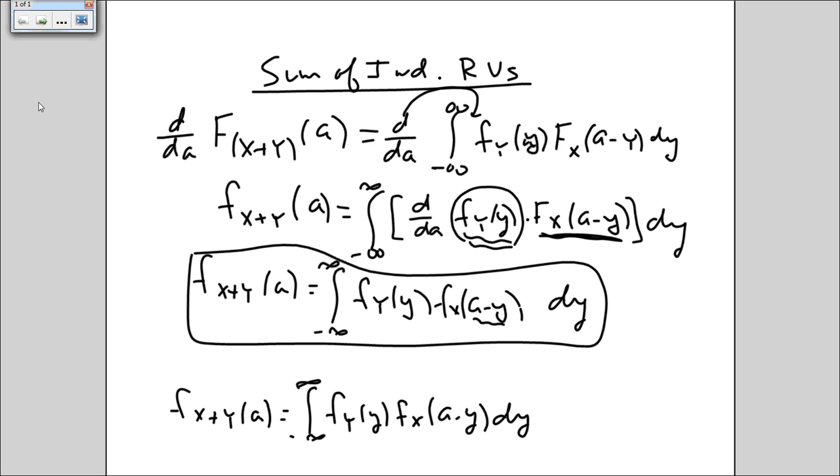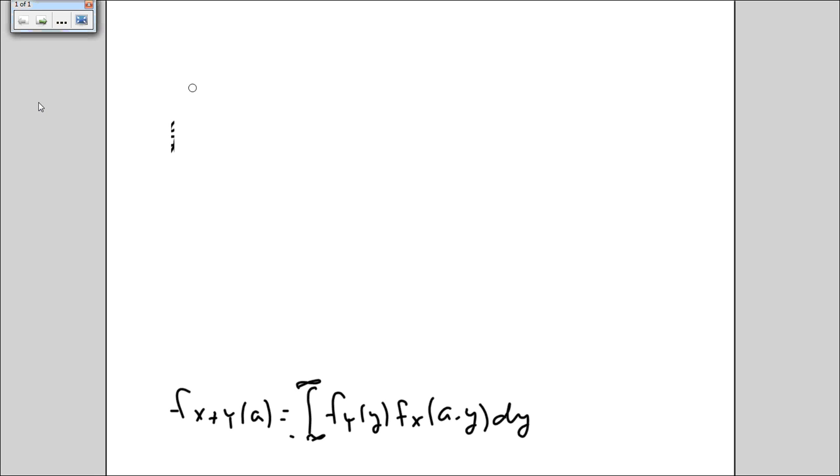Okay. That is the PDF of the sum of two random variables. But what if these random variables are independent? Well, yes, they're independent. What if they're uniformly continuous as well on, say, the interval 0, 1?